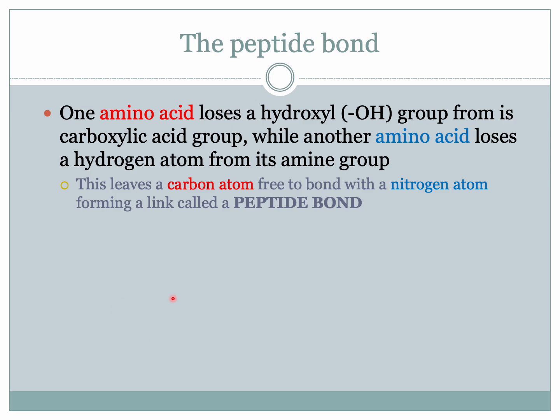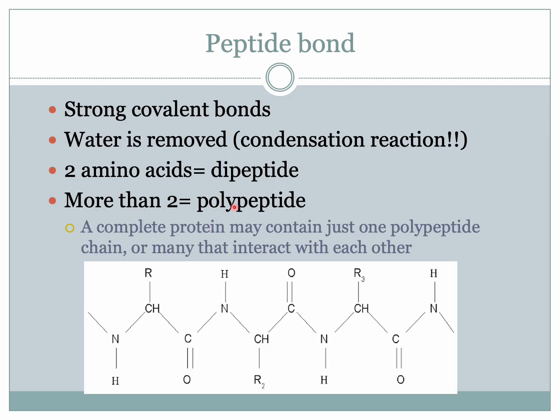The peptide bond. One amino acid loses a hydroxyl, that's that OH group, from its carboxylic acid, while another amino acid loses a hydrogen from the amine group. This leaves a carbon atom free to bond with a nitrogen atom, forming a link between the two called a peptide bond. Peptide bonds are strong covalent bonds. When a peptide bond is formed, you're going to have a condensation reaction, so water is going to be removed.